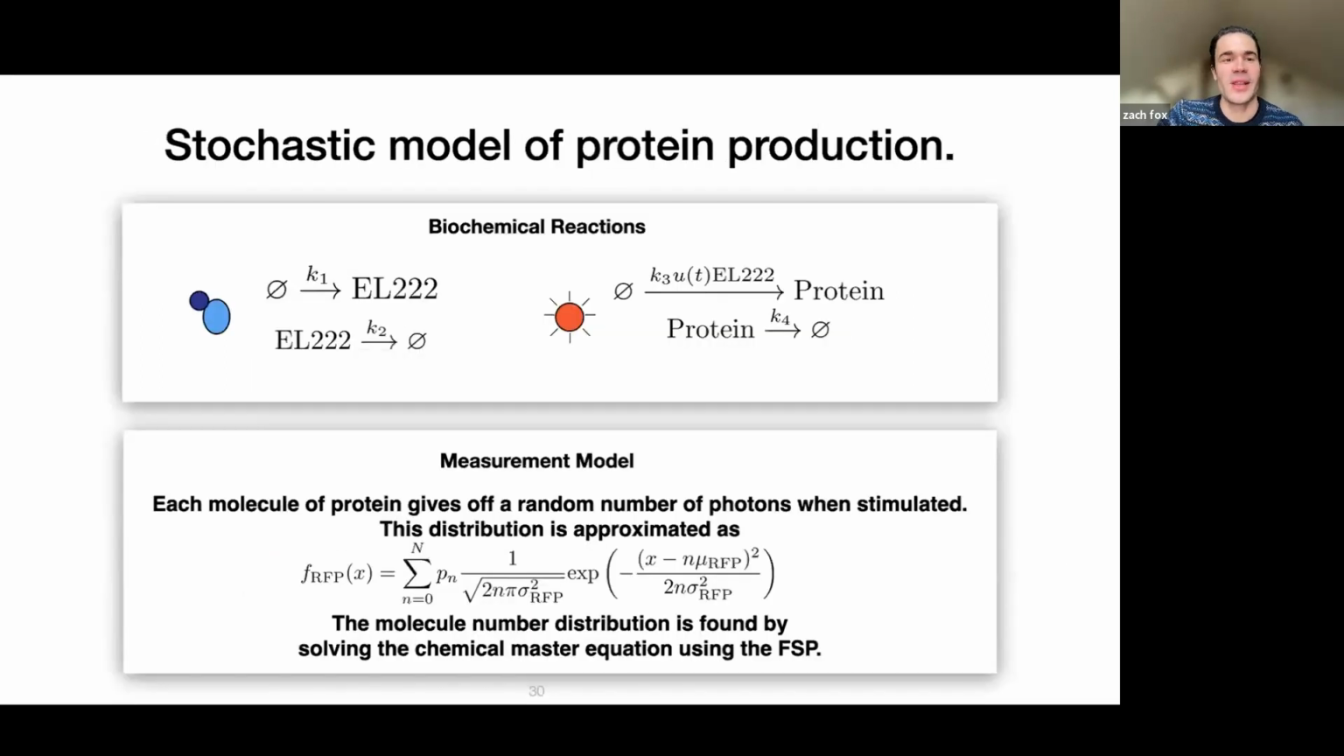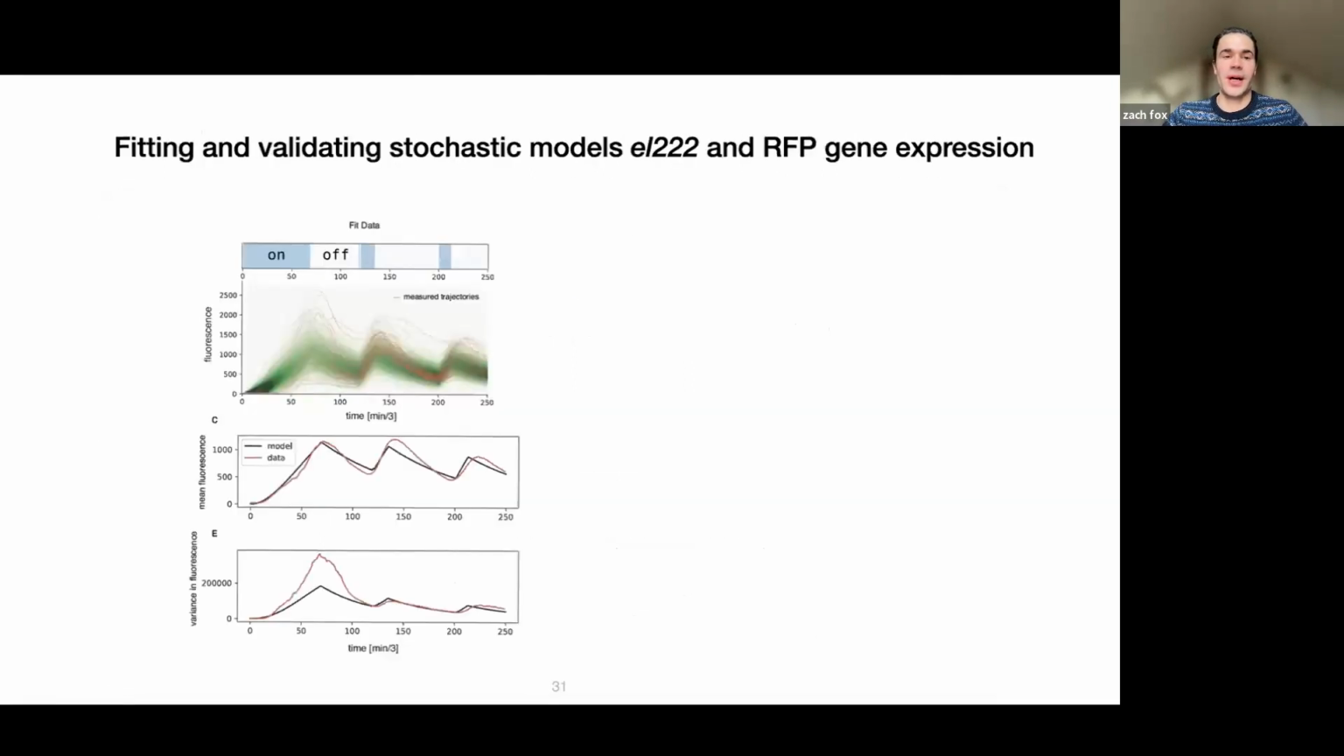Okay, so the model. We built this stochastic model of the protein production. We have our measurement model, which is the same one I showed you all before. And now we're going to fit and validate the stochastic model of the real system.